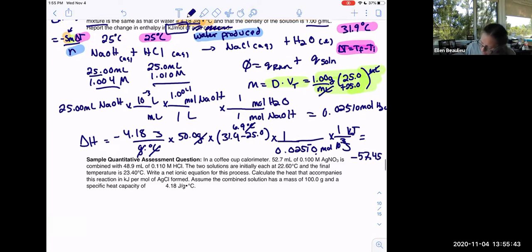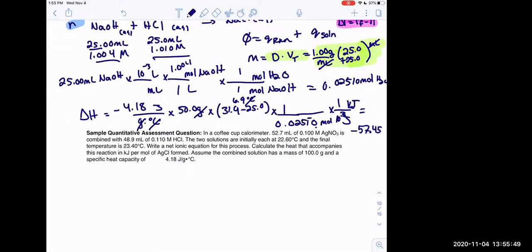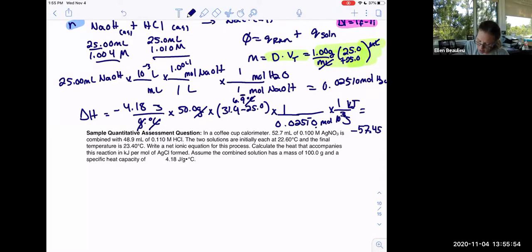Okay, negative 57.454. How many sig figs can I keep? 3. Nope. Oops. Here's the tricky part about thermochemistry. When you start subtracting temperatures, you're going to be eliminating sig figs. So that change in temp only has 2 sig figs because you're only significant to the place value of least significance. So you only have 2 sig figs in that final answer.